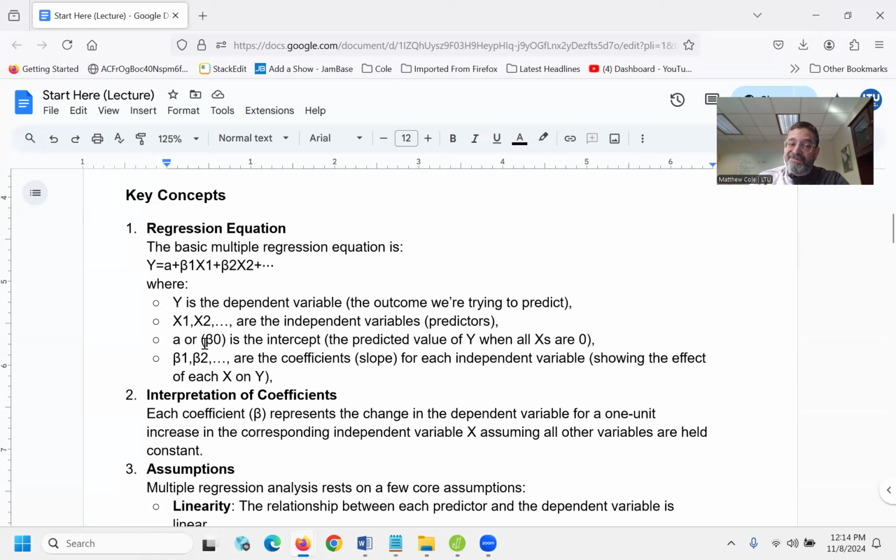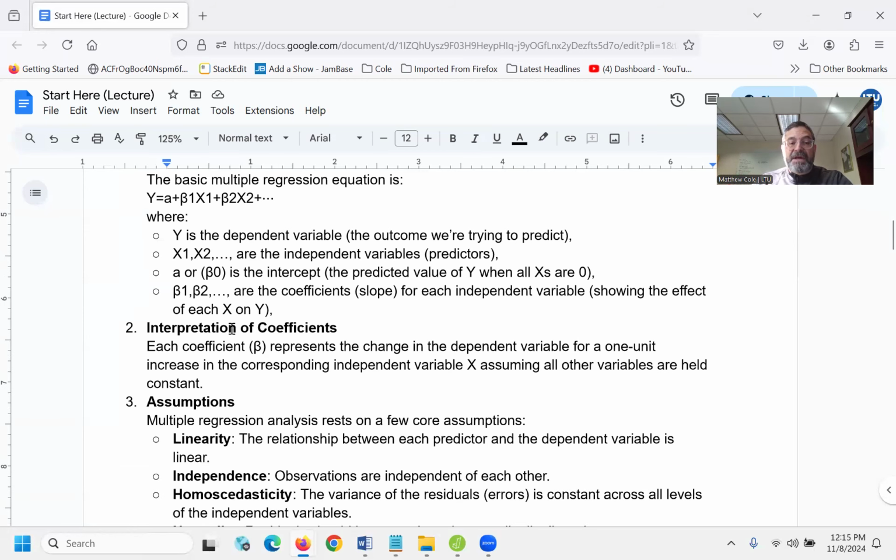X1 and X2, etc., are the independent variables, our predictors. A, or really, if you think about it, A is the beta when all of the x's are 0. So sometimes we think of A as beta 0. And that's our y-intercept, right? That's the predicted value of y when x is 0. So it's where the line crosses y when x is 0. And beta 1, beta 2, etc. Those are our coefficients. That's the slope. That's how much we're predicting is going to be a change in y for each independent variable.